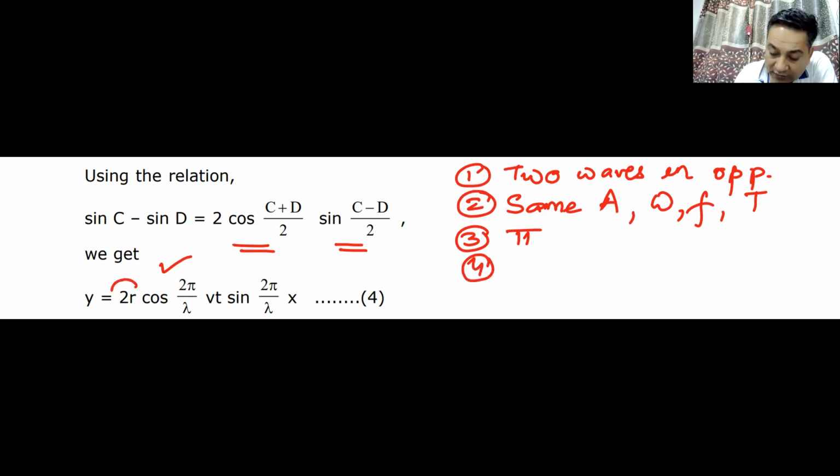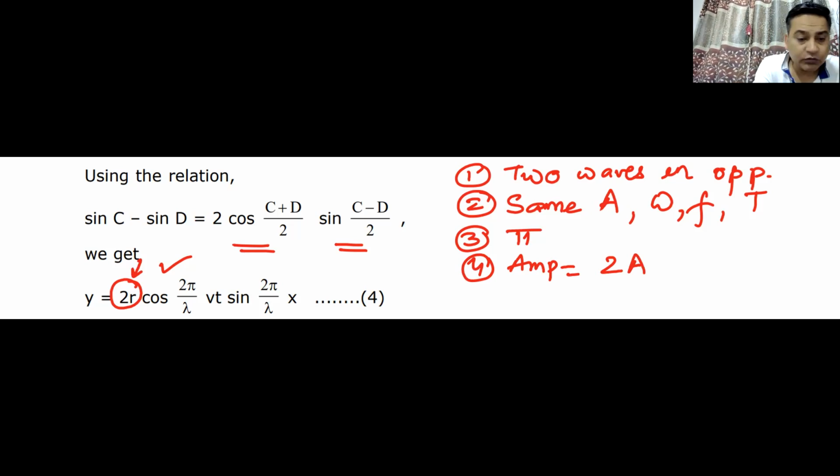Number four, if you look at this term, this is the amplitude of the standing wave, and as you can see, this amplitude is two times of the original wave. So remember, amplitude of the standing wave is two times of A. Can you remember this?